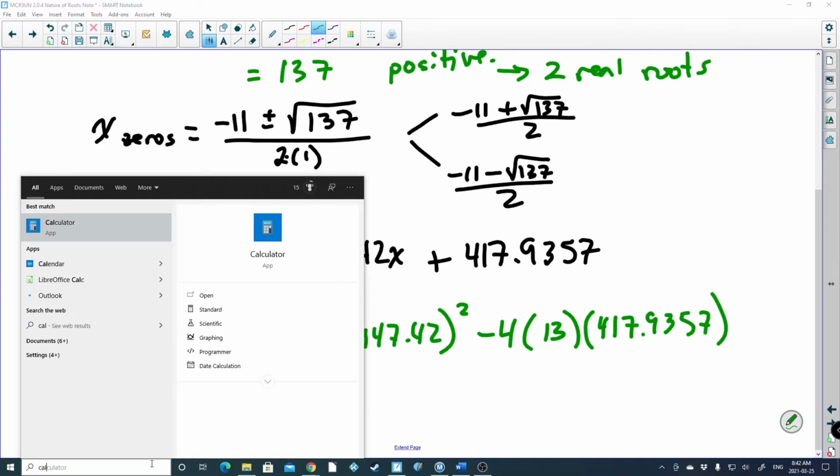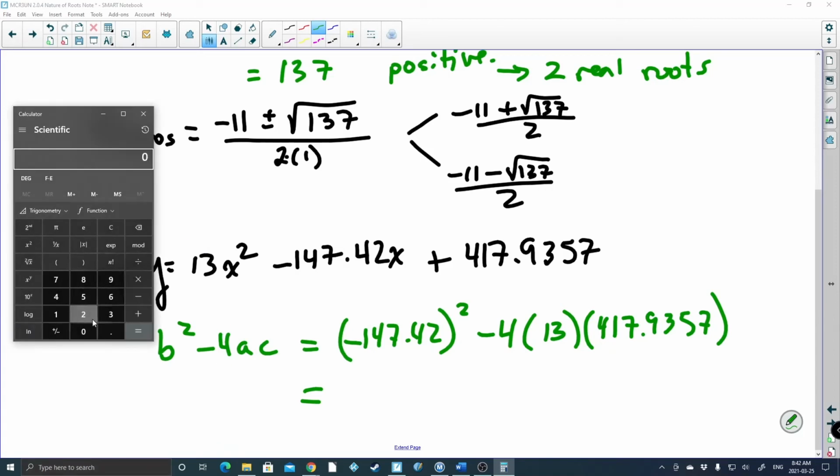So if we do bracket 147.42 negative squared. Now, you don't actually have to include the negative because you know that the square is going to get rid of it anyway, but I'm just including it here so you can see what's happening. Minus 4 times 13 times 417.9357. And look at the answer we end up with here. We end up with a 0.